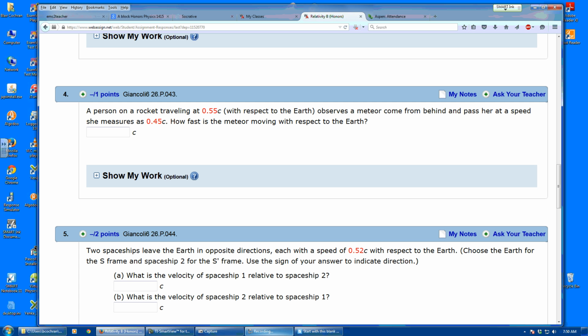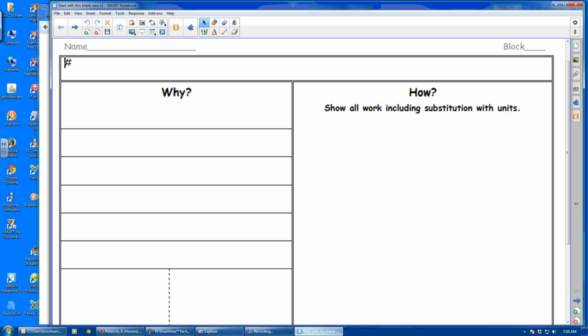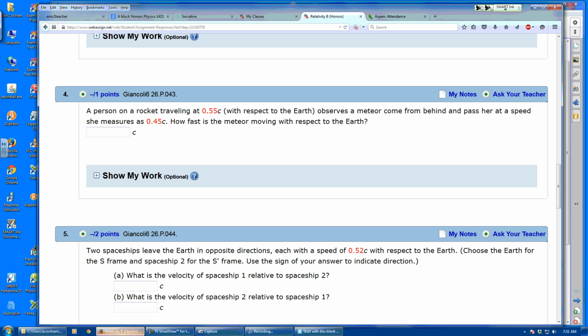So, how many different frames of reference do we have here? Anybody? Three, but good try. Three different frames of reference. So this is number 4, and right away we should note that we have 3 frames of reference. The 3 are: we have the ship, we have the Earth, and we have the meteor.